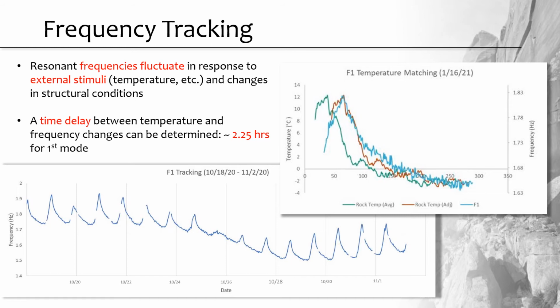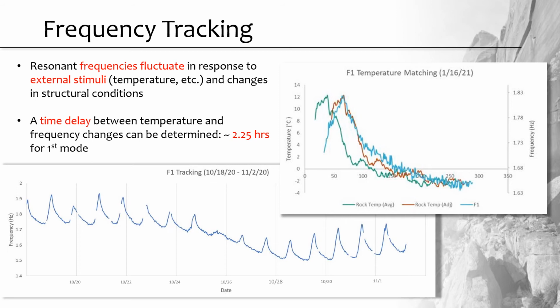So if you look at the bottom plot, this is us tracking the resonant frequency of the first mode over the 2-week deployment. And as you can see, the frequency varies quite a bit. It's going up and down with a daily cycle, really. That's because the column is being heated when the sun comes up, and then it's cooling down at night, and that changes the resonant frequency.